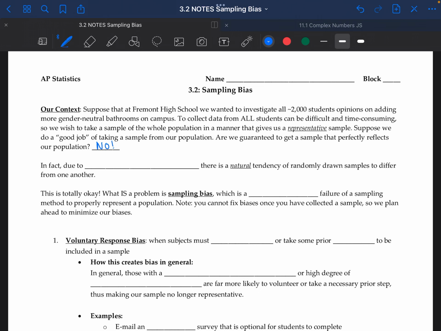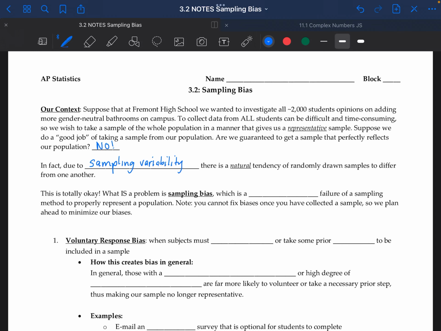In fact, due to sampling variability, depending upon the different samples we take, there's going to be this natural tendency that the different samples we draw from the population would be different from one another, and none of them would likely perfectly reflect the population. So that's normal. That's okay. That's totally fine, this sampling variability, if we're doing things the right way.